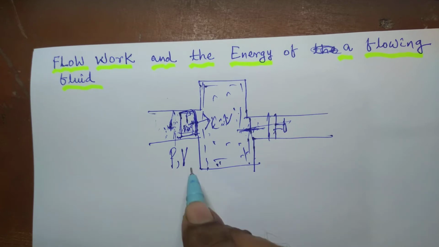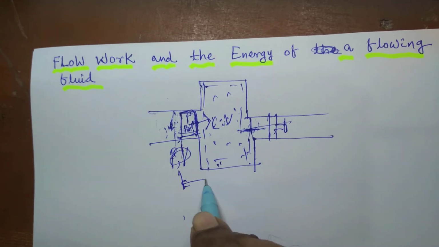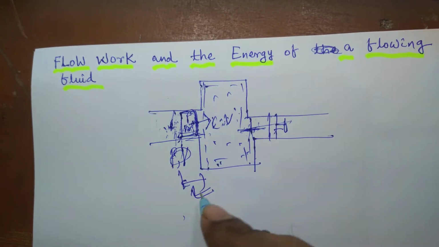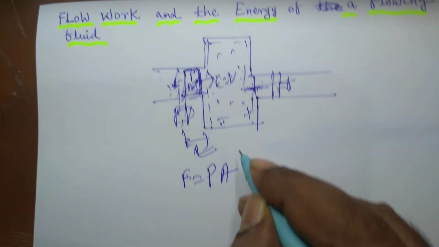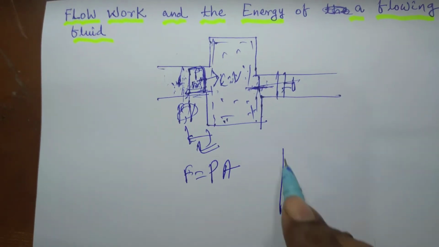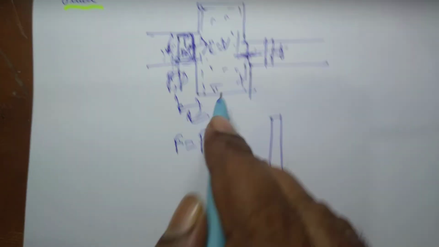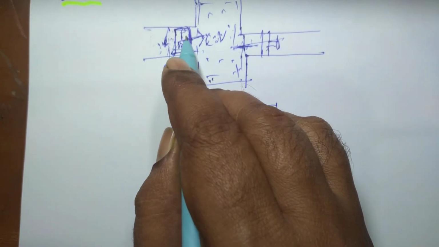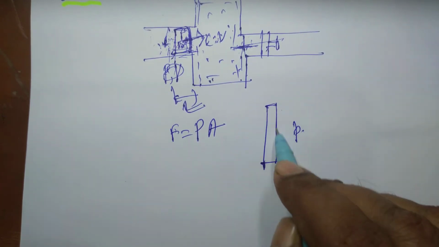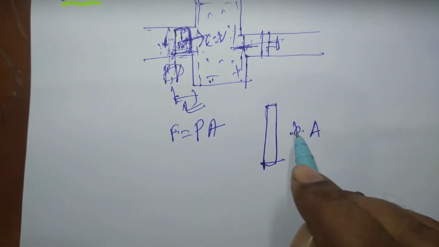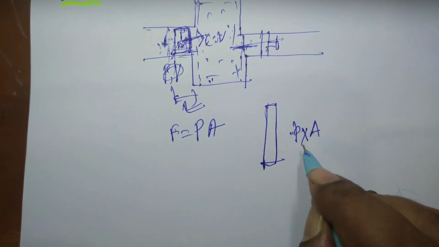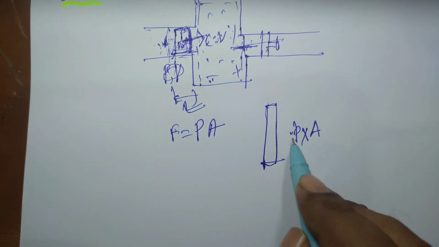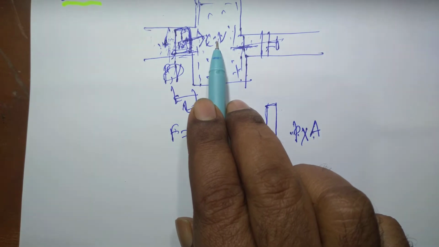Suppose this fluid element moves through a distance L, and the force here is P into A, pressure into area. Suppose the pressure exerted by the fluid at this section is P, and the cross-sectional area of the fluid element is A. Then the force exerted by the fluid is how much? P into A, pressure into area. So this fluid has to exert a force in the opposite direction to overcome this force, so that the fluid element can enter the control volume.